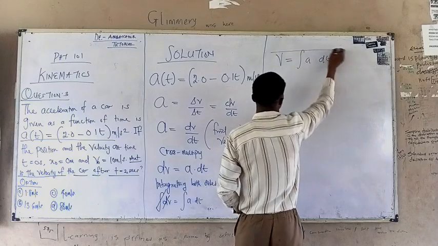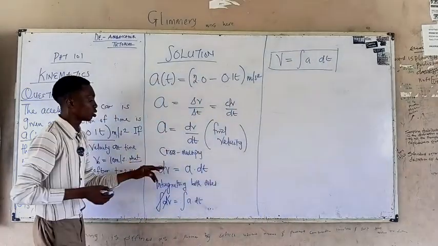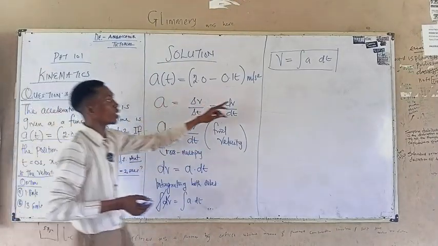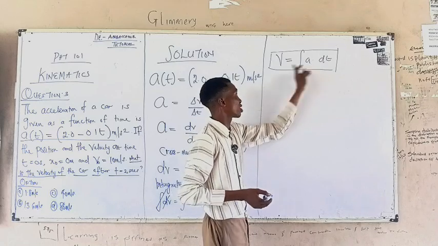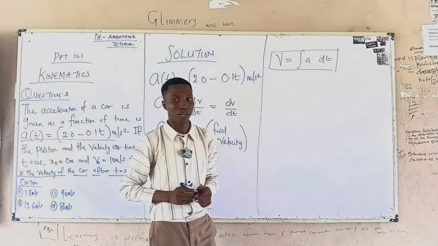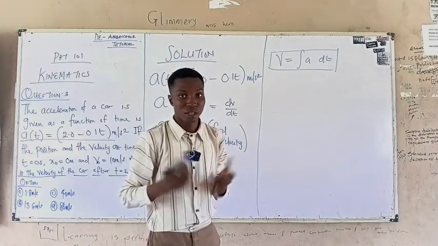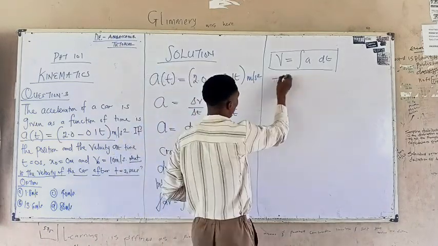So that means for me to get my velocity from acceleration, I will need to do what? Integrate acceleration to get velocity. That's as simple as that. And that's the way we are going to solve it in our class today. Now, the first thing is, how do you integrate? A quick one under integration.